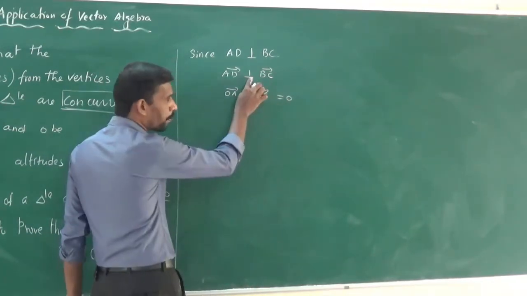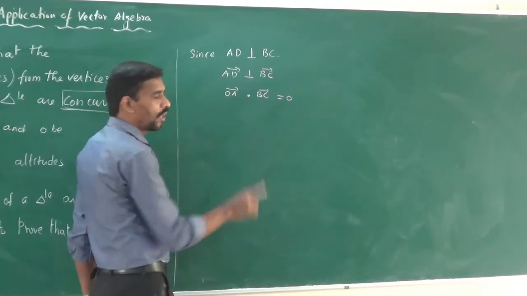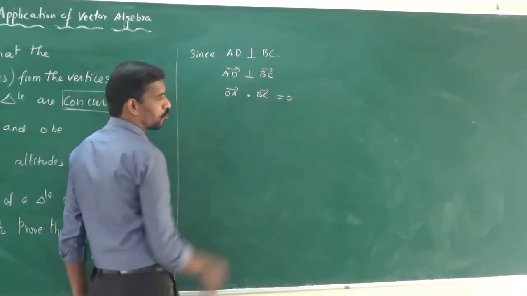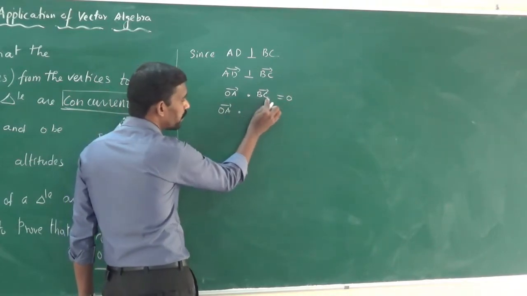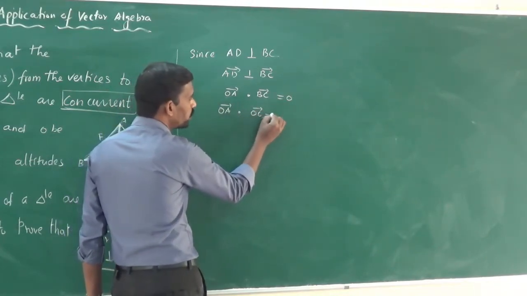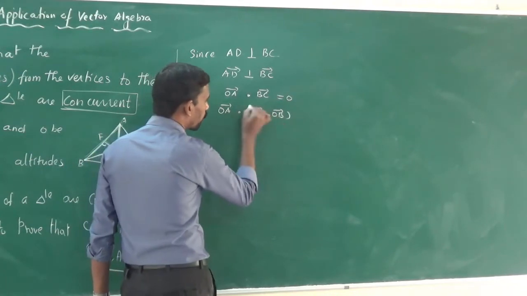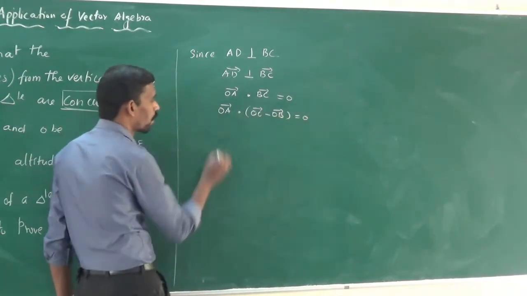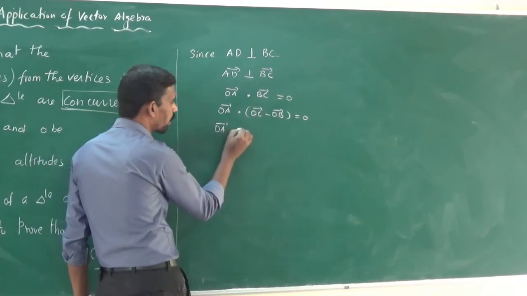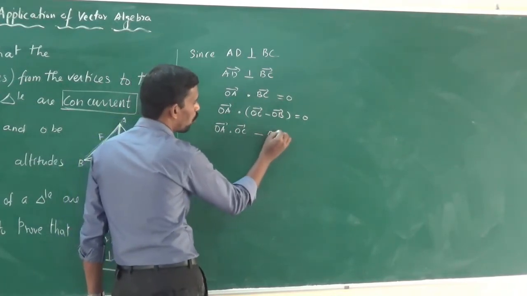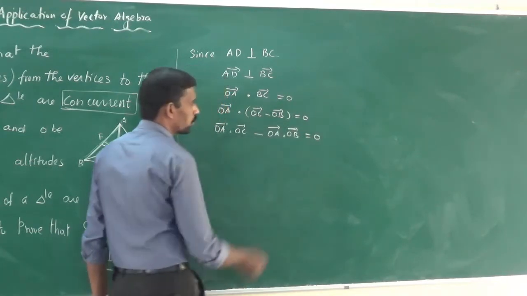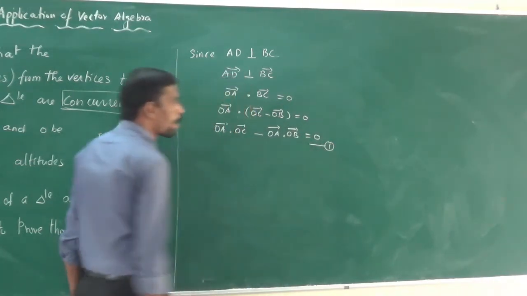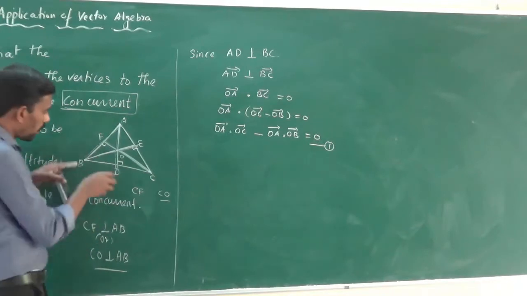Because two vectors are perpendicular, then the dot product will be 0. This is OA vector dot BC vector, which we can write as OC vector minus OB vector, equal to 0. So OA vector dot OC vector minus OA vector dot OB vector is equal to 0. This is relation 1.